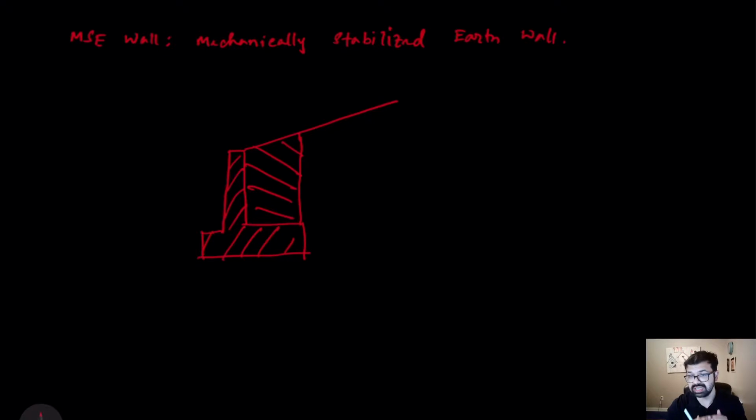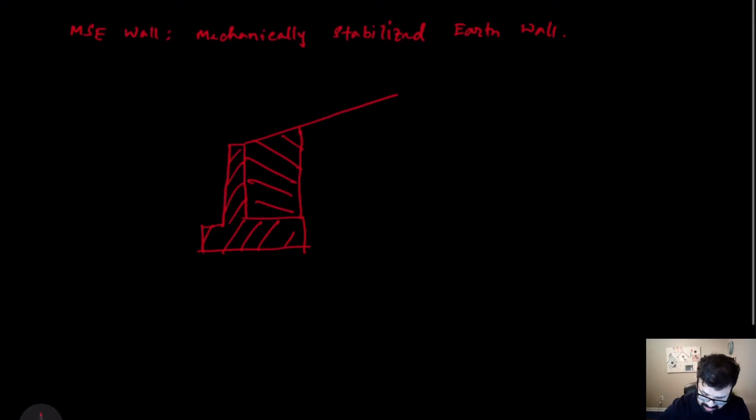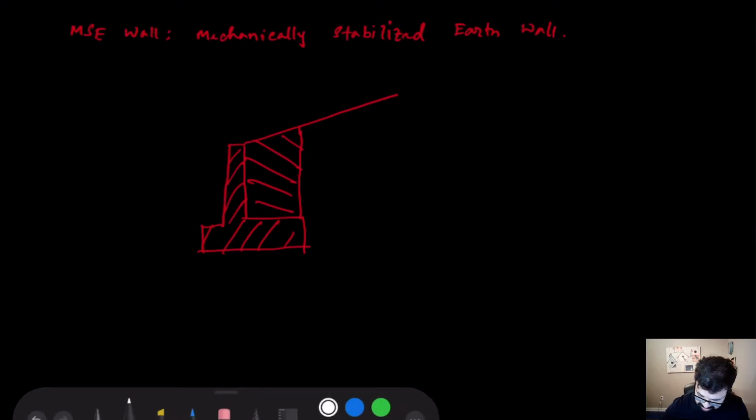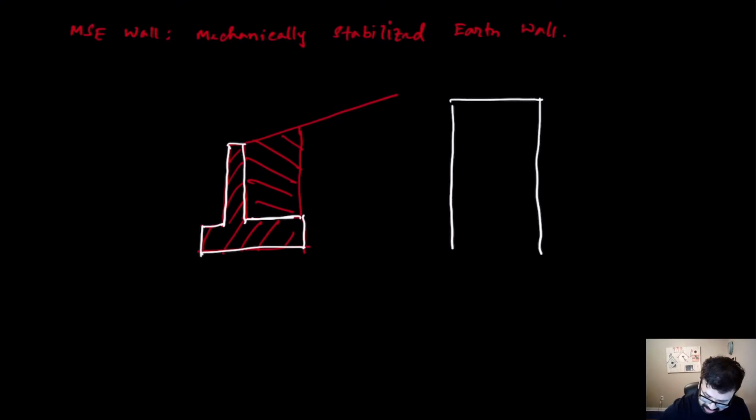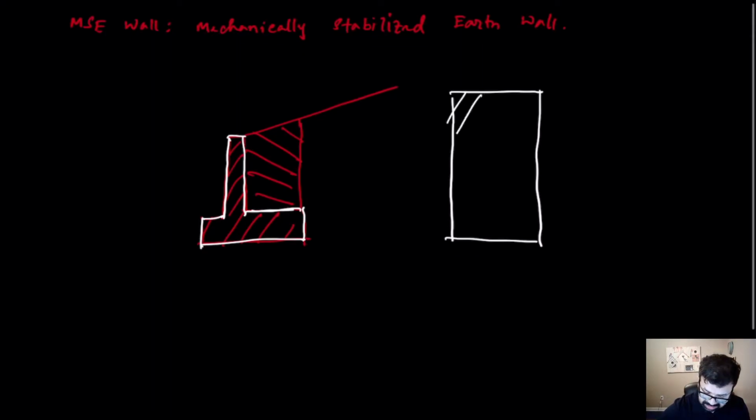The MSE wall is very similar to the same system. This is nothing but the gravity wall system. So what happens in the MSE wall? Instead of just using the concrete wall, we have to use something else. So what happens in the MSE wall system? It's kind of creating stabilized soil blocks. So this is a stabilized soil block, and it has different components.